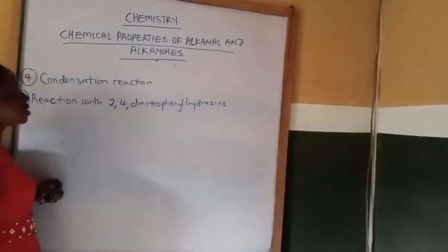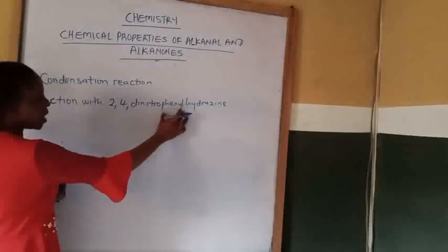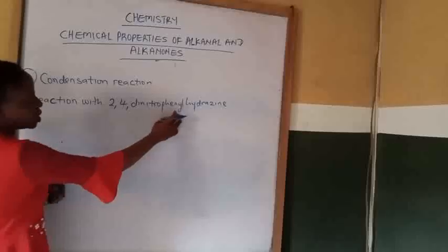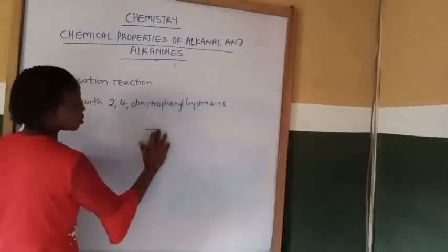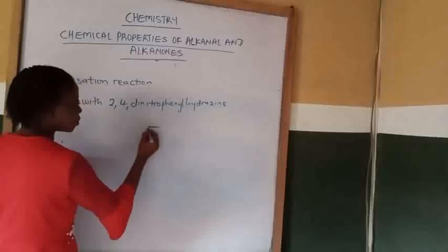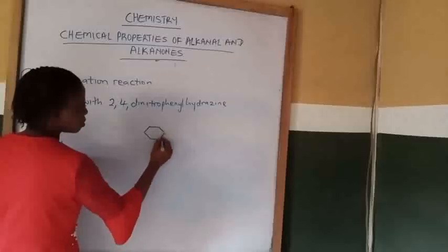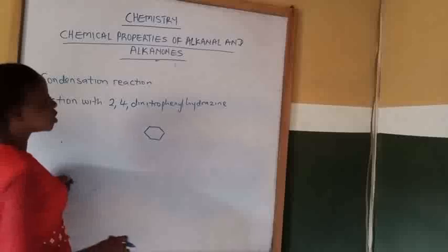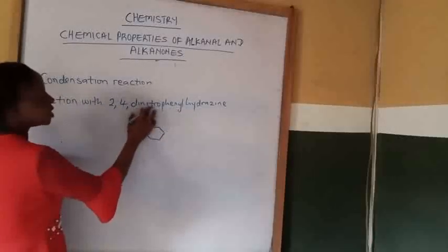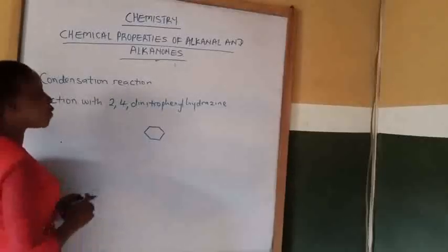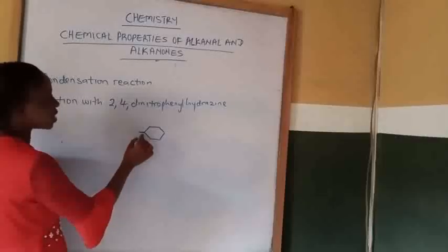So let's first write formula for 2,4-dinitrovinyl hydrazine. The vinyl is the root hydrocarbon that is derived from what? From benzene structure. It is derived from benzene structure. So loss of one hydrogen atom will give us the vinyl. Then we have 2,4-dinitro. The nitro is what? Nitrogen 4 oxide, that is NO2.